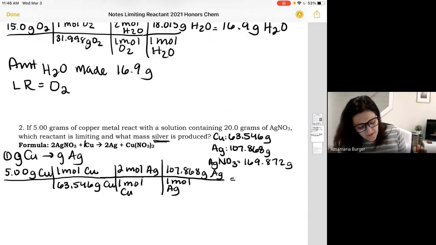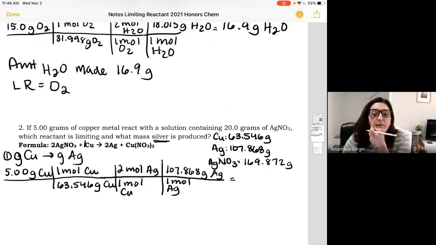Now, it's important to note, guys, that you can determine what your limiting reactant is based on the number of moles. So we could if you're just asked for who your limiting reactant is, but most times you're going to be asked what your limiting reactant is and how much of the product is made. Okay. So let's solve this one.